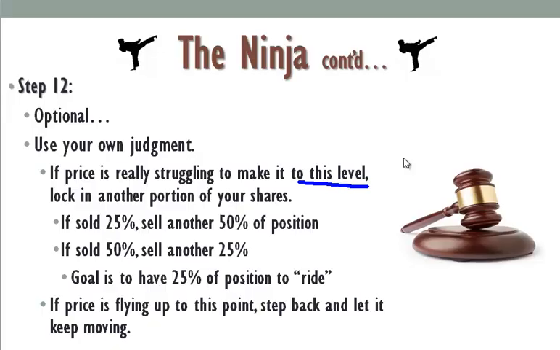Now, if you sold 25% of your shares at that first profit lock point, then this is where I'd look to sell another 50% more of your shares. So again, if we had 100 shares and you sold 25, now you'd be selling 50. If you sold 50 at that first one, like I probably would have, now I'd be looking to just sell 25 more shares. And the goal is to have 25 shares left to ride. So we want 25%, or 1/4, of your position left to just ride and see what happens.